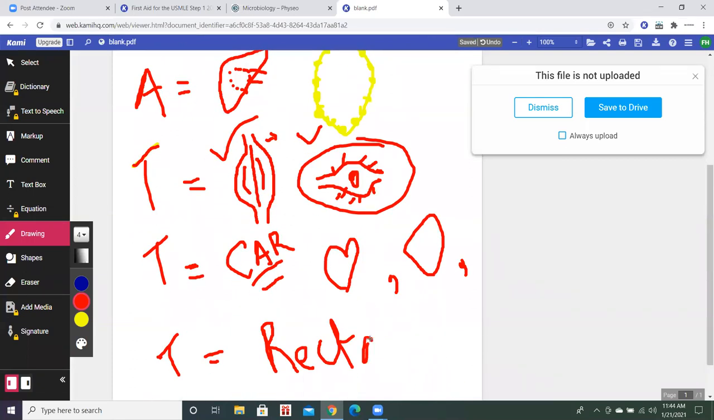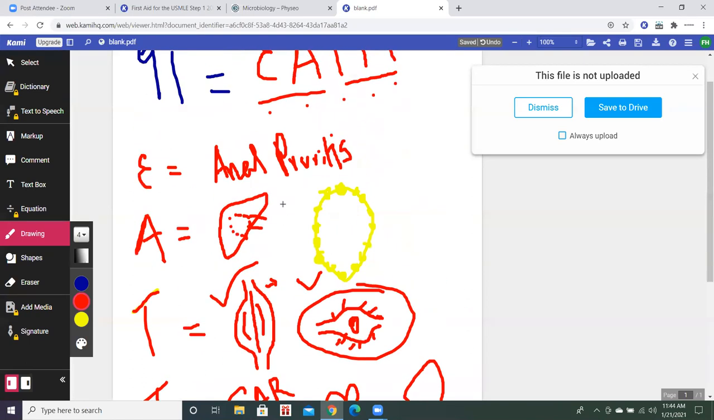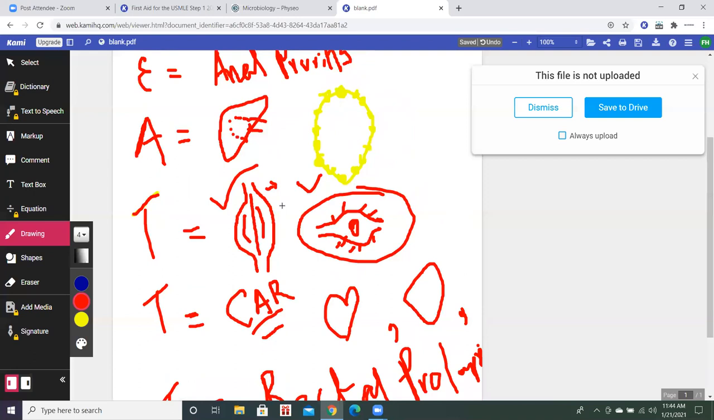The only thing you have to remember from this one is they cause rectal prolapse. That's all. They cause severe diarrhea and rectal prolapse, especially in children. That's all you have to know. Are we clear about this? Yes or no?